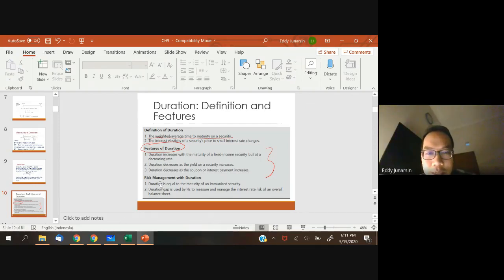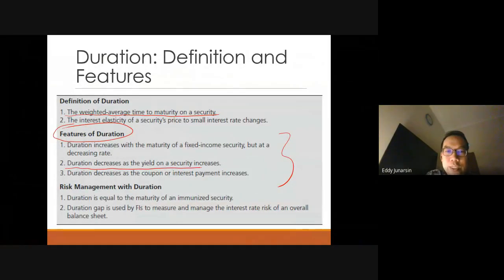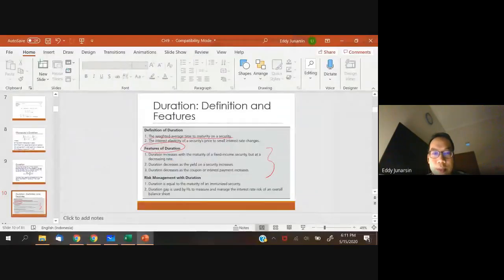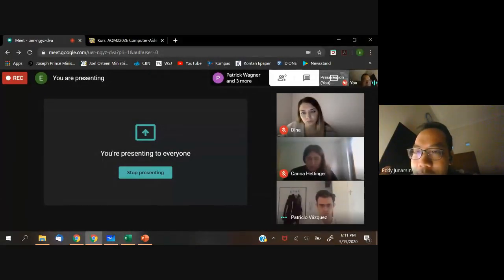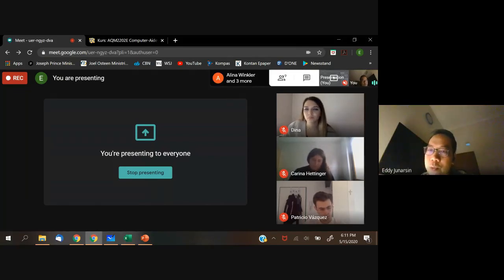So what about the second one? Clara mentioned this, right? The second one: duration decreases as the yield on the security increases. So let me ask, Dina, maybe. The higher the market rate, for example, we saw the examples 8%, 12%, 16%. The market rate will change, right? This is something that can change. So the higher the market rate, the shorter or the longer your duration?